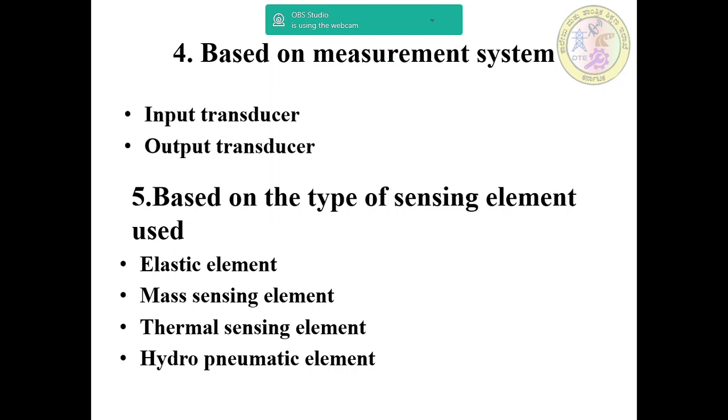In the mass sensing element, the action is based on the inertia of the concentrated mass. Examples are in vibrations, mass pickups, etc. In the thermal sensing element, it senses the temperature of the system by indicating changes in the property of the material used, which varies with temperature. For example, thermocouple. Last type is the hydropneumatic element, used in static fluids, which converts liquid level into displacements. For example, float meters or orifice meters, etc.